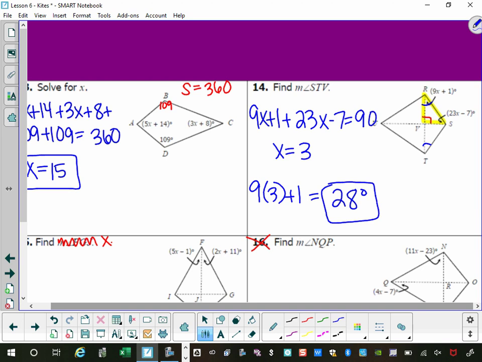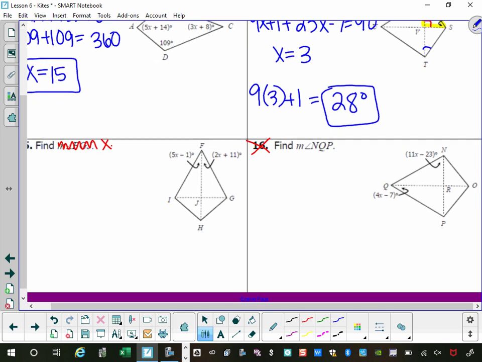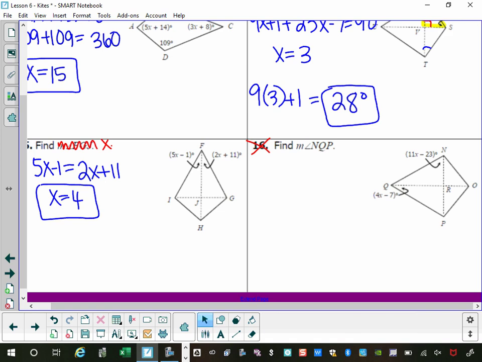On number 15, you just had to find x. So I made these equal to each other. They're symmetrical down the long diagonal. For x, you should have gotten 4. How'd you guys do? Good?